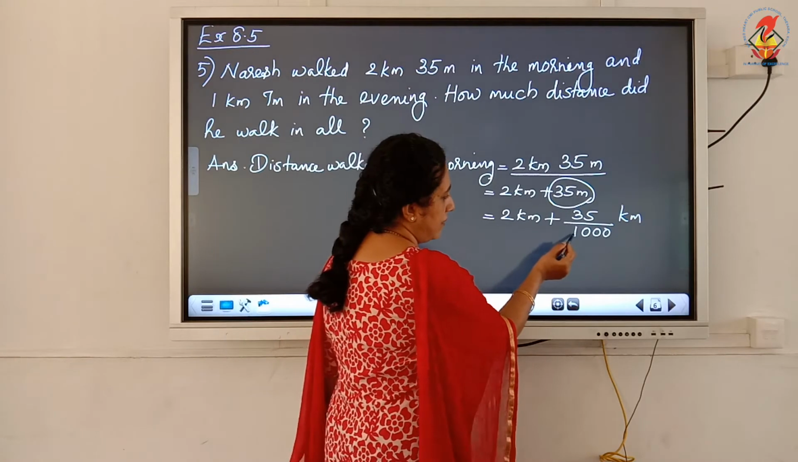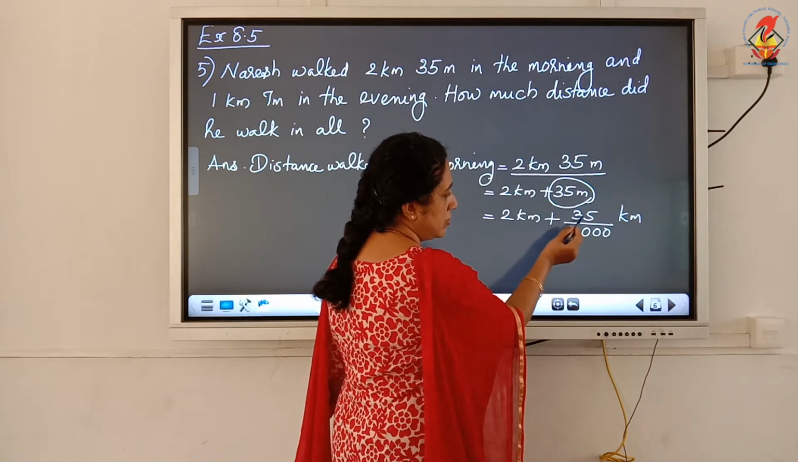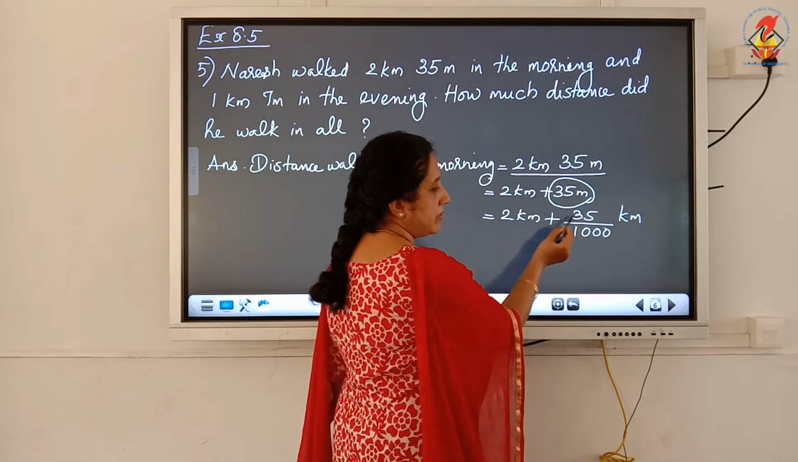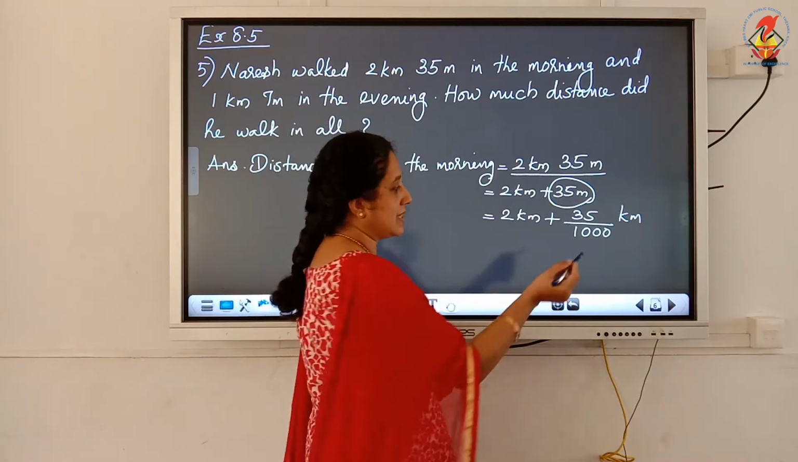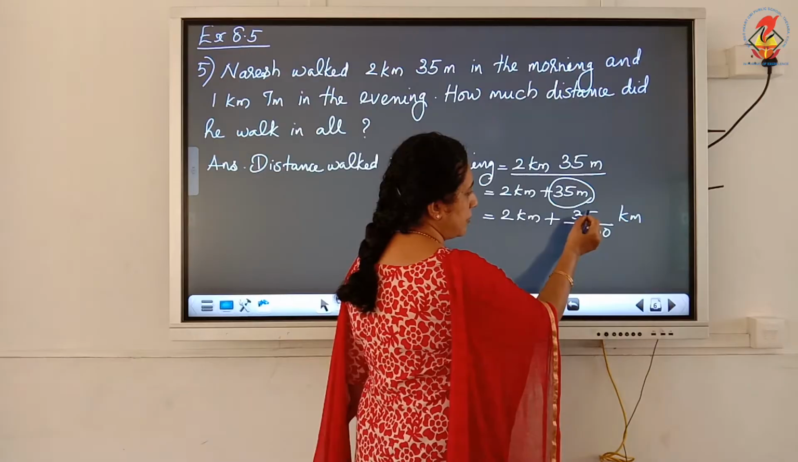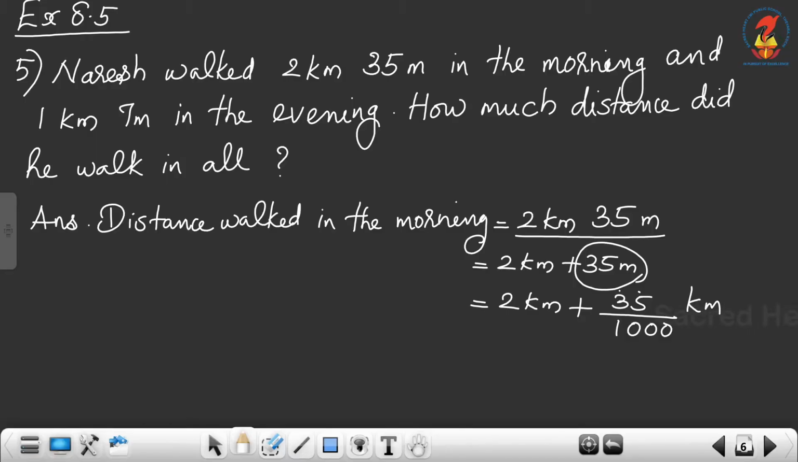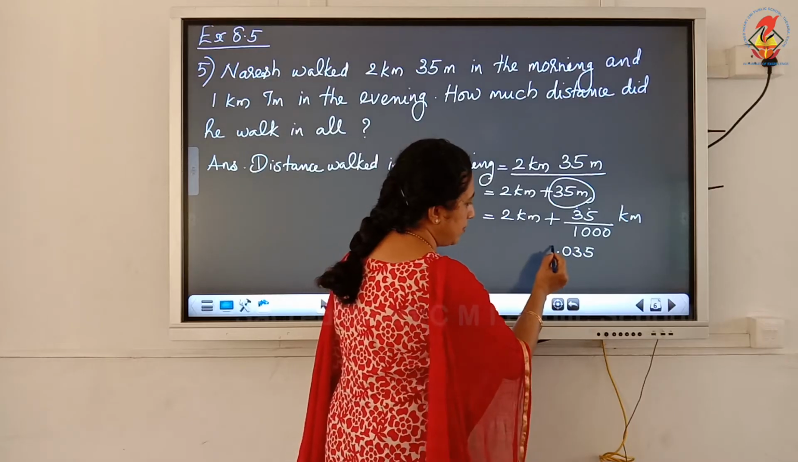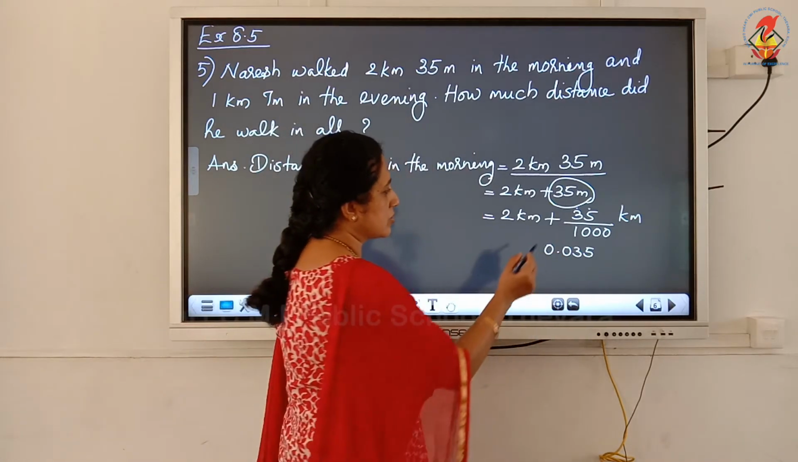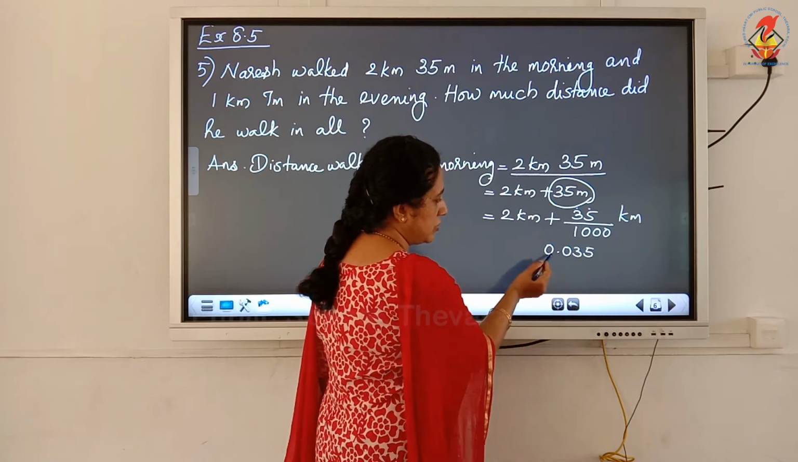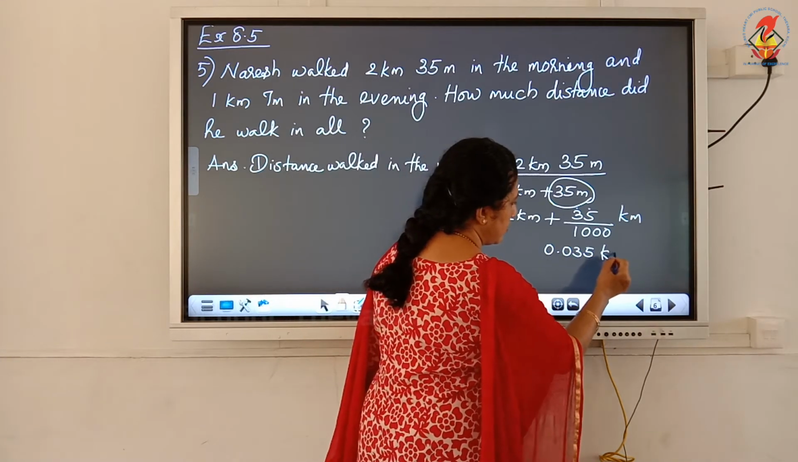Now after 1 we have 3 zeros. Look at the number in the numerator. We have to move 3 digits to the left, and then put the decimal point. 1, 2, now the third digit is not there, so we put a 0. Then put the decimal point, and since the whole number part is not there, we put a 0 in the whole number part. So 35 by 1000 is equal to 0.035 kilometer.